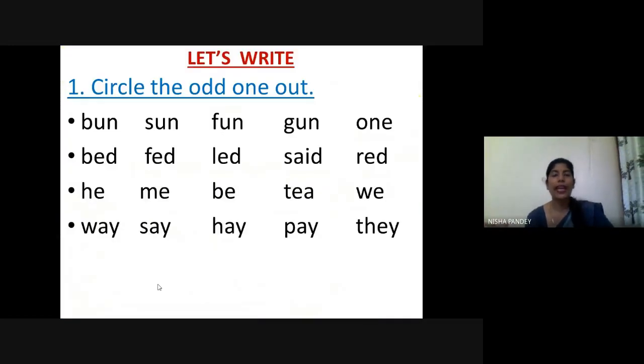Okay. Let's see the next what we have. We have circle the odd one out, right? Bun, sun, fun, gun, one. So we have to see which one is odd here.